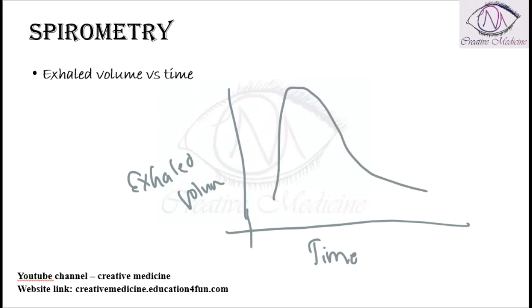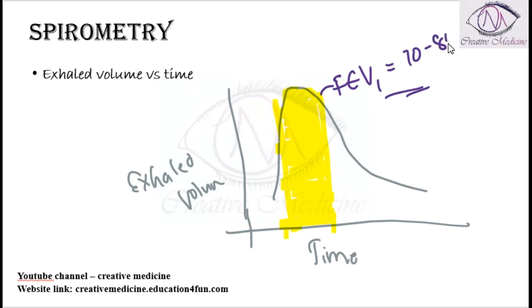So here, in 1 second, the maximum amount of air will be expired. Because the maximum amount of air will be expired in just 1 second, this is the forced expiratory volume in 1 second. And forced vital capacity. So forced expiratory volume in 1 second is the maximum amount of air that is exhaled in 1 second. This is almost equal to 70 to 80% of all the air that is expired. So it is 70 to 80% of forced vital capacity.